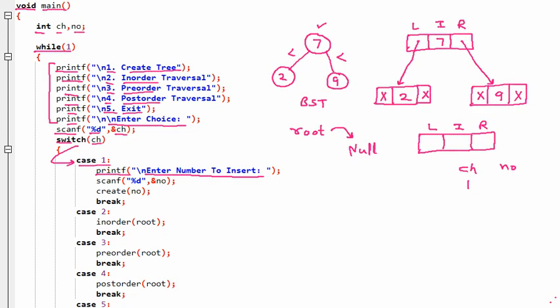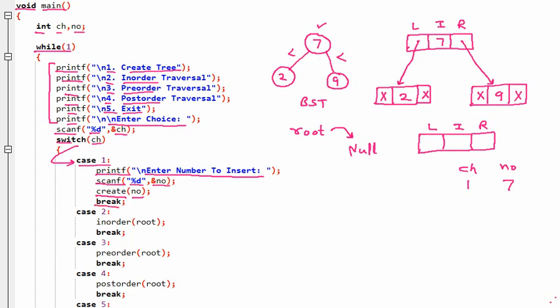Let us suppose the first node I am assuming is 7. I want to insert it, so that number will be taken by scanf %d number. At the address of number we are going to store the 7. And create is a function for creating the node, and we are passing that number, meaning for that 7 the node will be created, and break.